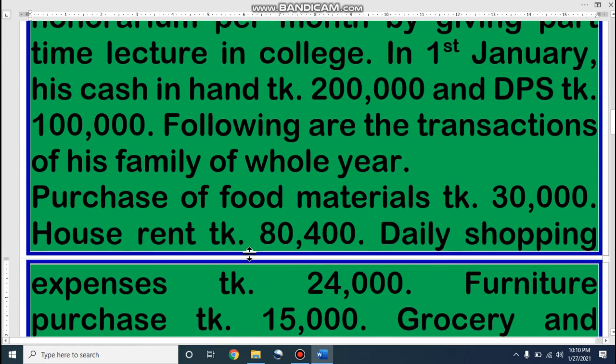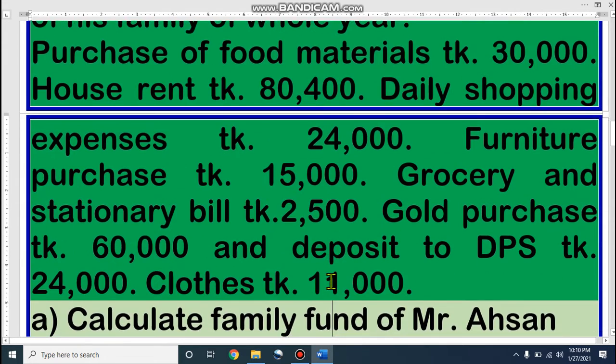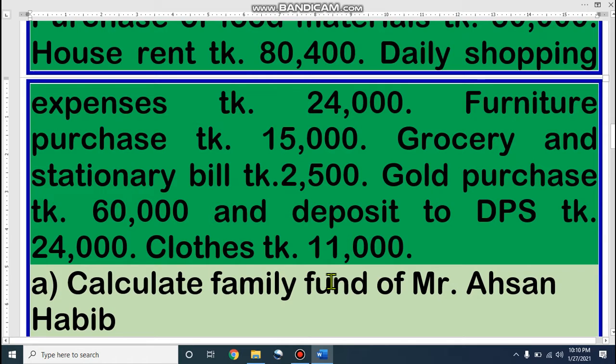And now whatever family expenses he has are payments. Purchase of food, for this he has to pay. House rent, for this he has to pay, this is also payment. Daily shop purchase, for this also he has to pay. Furniture purchase, this is another payment. Grocery and stationery bill, this is another payment. Gold purchase, this is another payment. Deposit to DPS, that is also a payment. Cloth purchase, this is 11,000 payment. That means these are the payments.